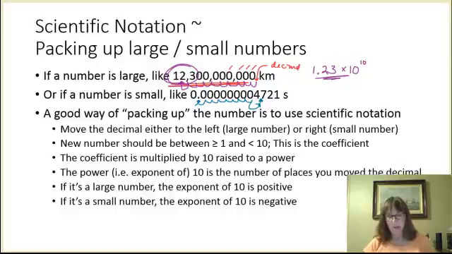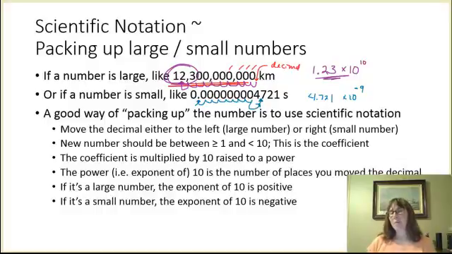So I write the coefficient part, and it looks like 4.721. And then I write the exponent part, times 10 raised to the, what did I say? 1, 2, 3, 4, 5, 6, 7, 8, 9. I said 9. Okay, so 10 raised to the 9th power, but since it's a small number, I'm going to make that exponent negative, so it's negative 9.